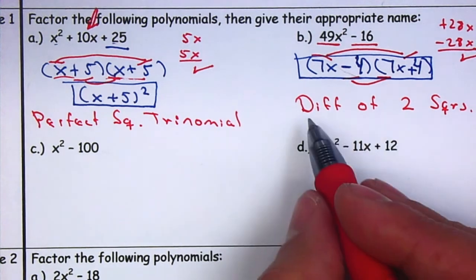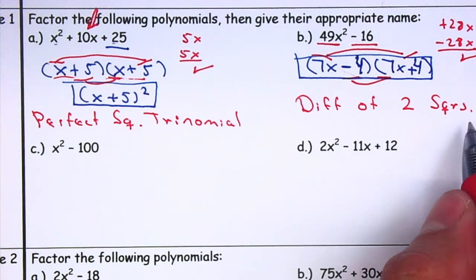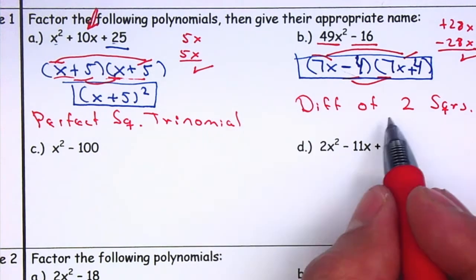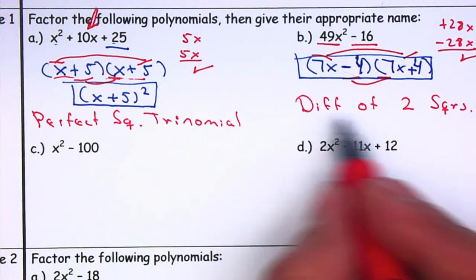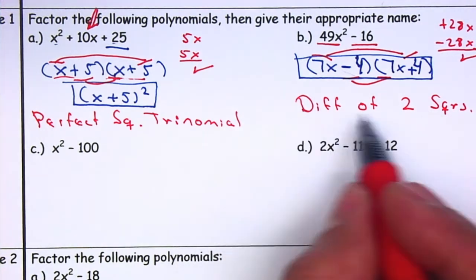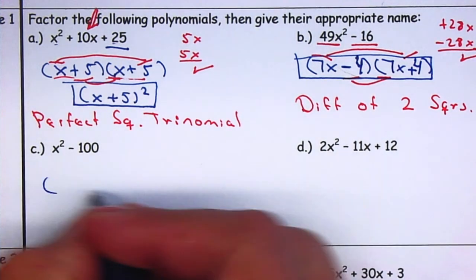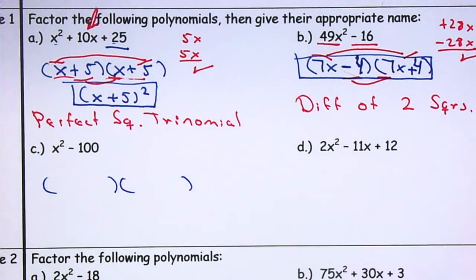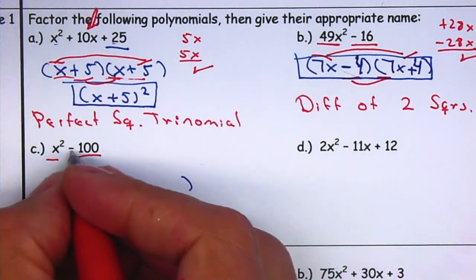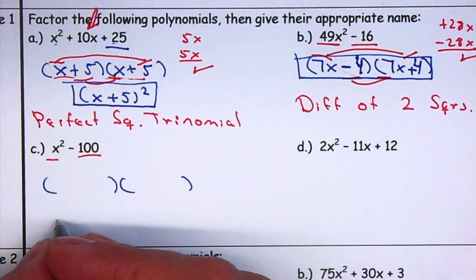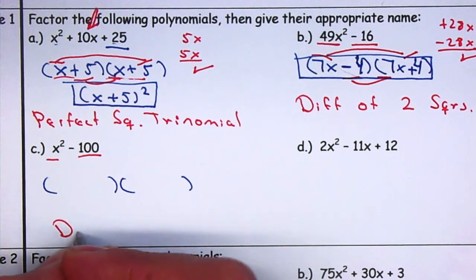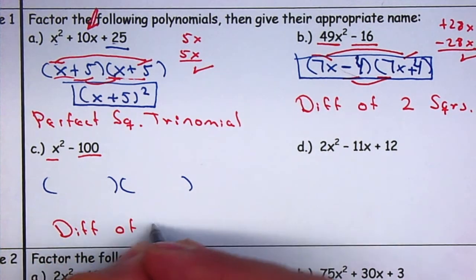Now, remember that you need to give me the name on the homework, and do not just do D2S. You need to give me this abbreviation or the full name. It's up to you. Letter C, double parenthesis. If you notice, 100 is a square, x squared is also a square, and there's a minus in between. Therefore, this will be the difference of two squares.